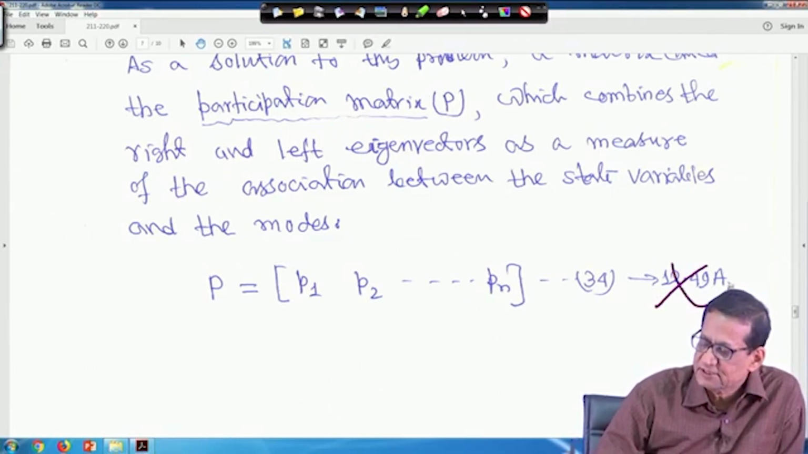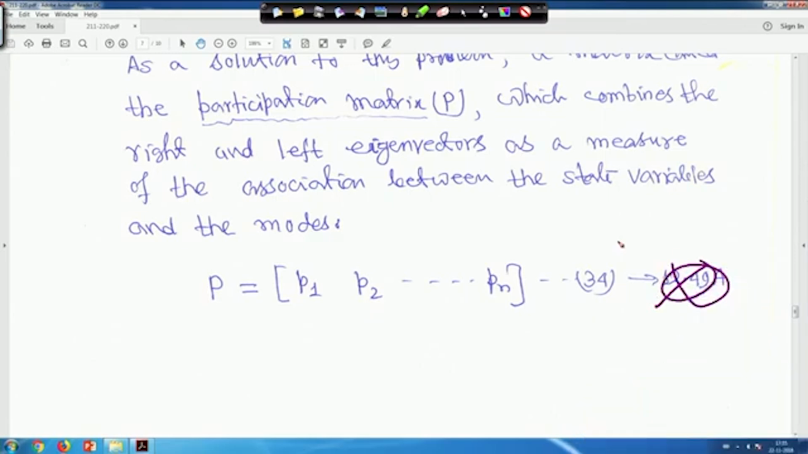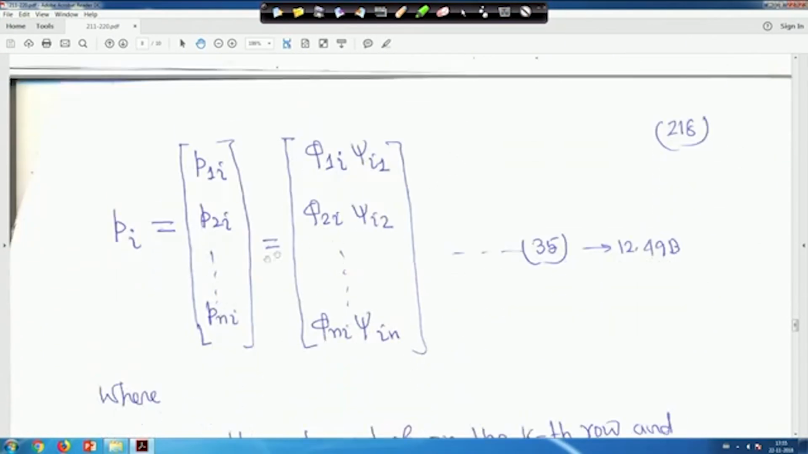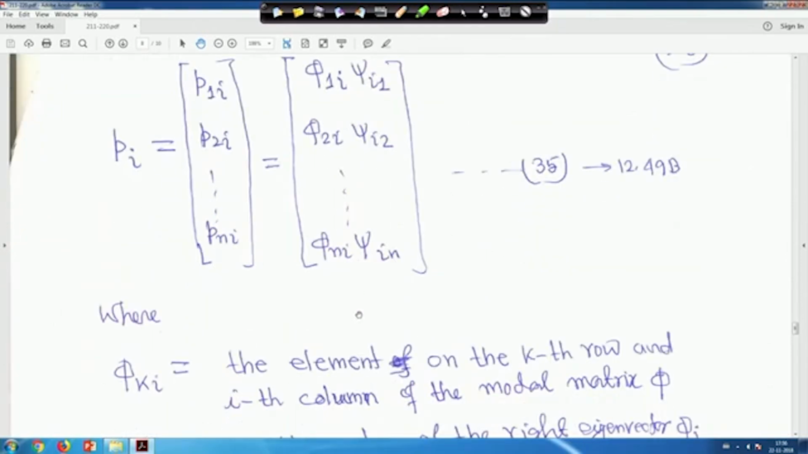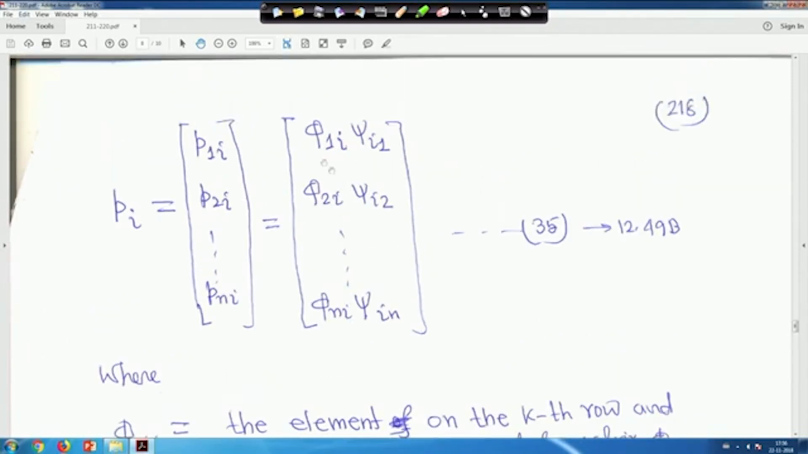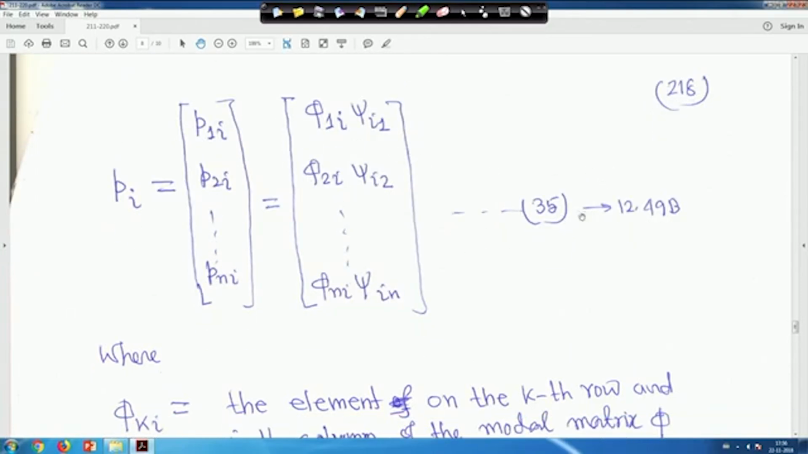That means your Pi can be given as P1i, P2i up to Pni, equal to phi 1i psi i1, phi 2i psi i2, up to phi ni psi in. That means basically it is a product of your right eigenvector and left eigenvector. This is equation 35.